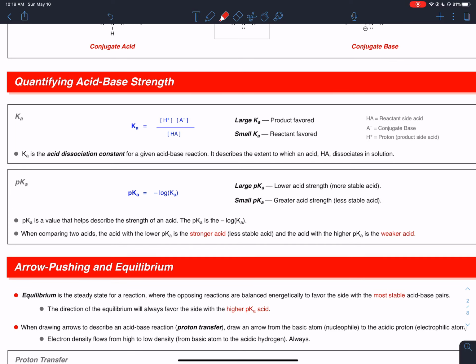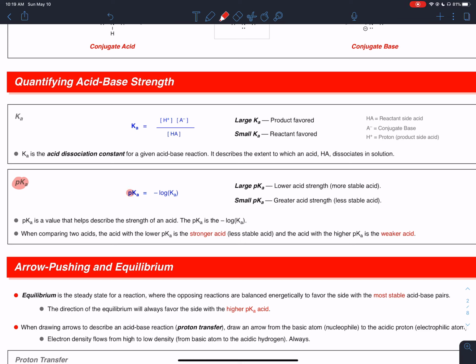Hi everyone, in this segment we are going to be discussing pKa. pKa is another way to quantify acid strength. In the last video we talked about Ka, which was the acid dissociation constant, and we talked about how that value might be harder to comprehend and it's not as tangible, right? It might be very large values or very, very small values.